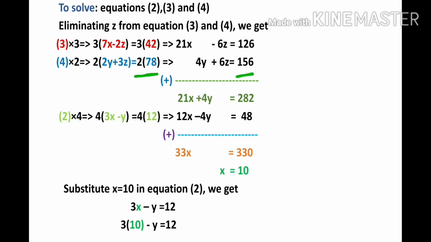If you just add the coefficients, z is eliminated. So what is remaining? Write 21x as it is, then plus 4y. Then minus 6z plus 6z cancel, it becomes 0. Then add 126 and 156. What do you get? 282. We get one more equation: 21x plus 4y is equal to 282.